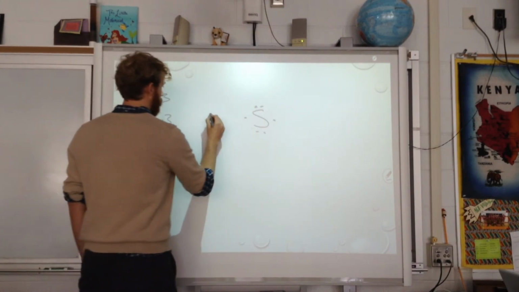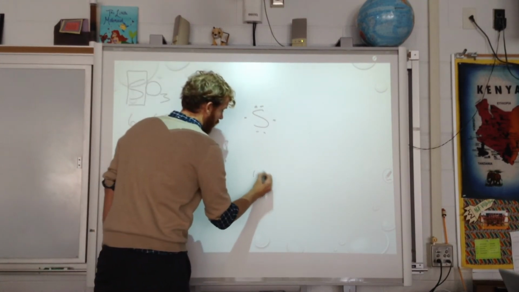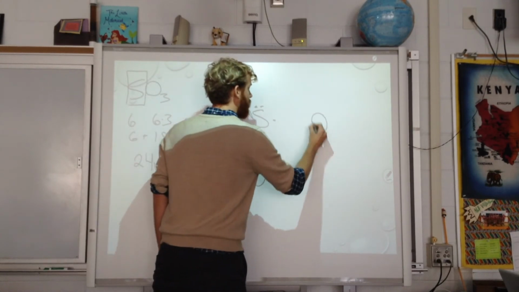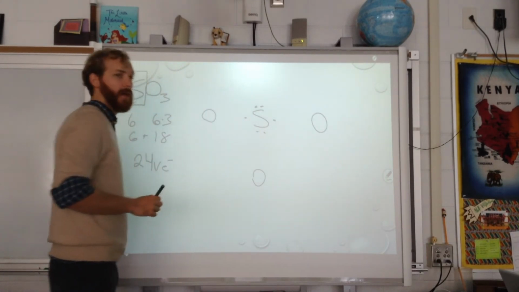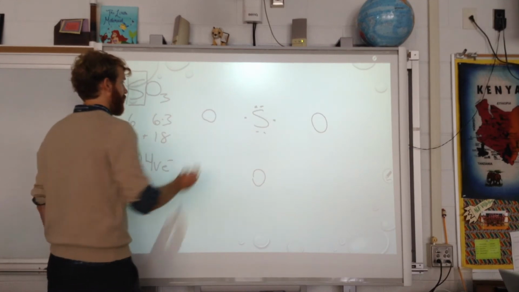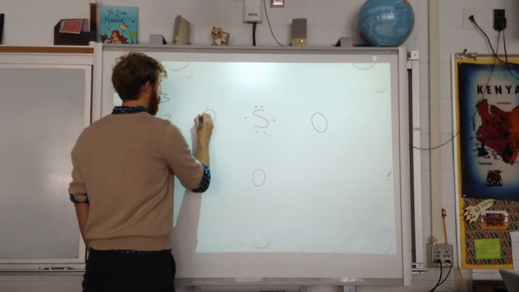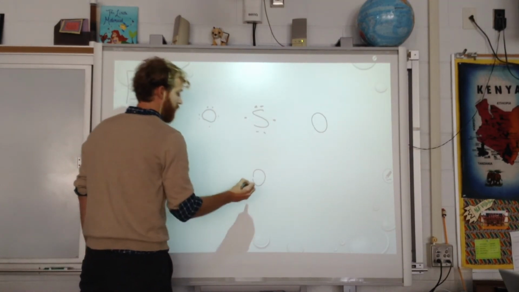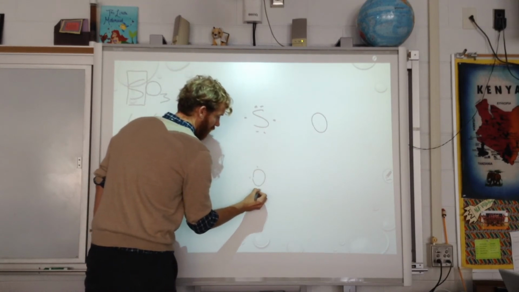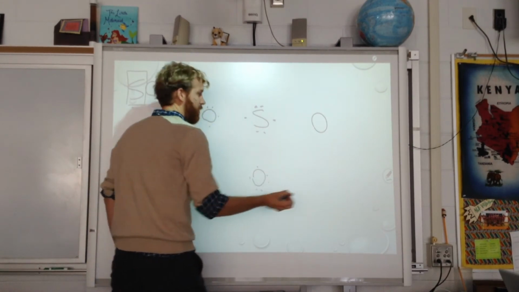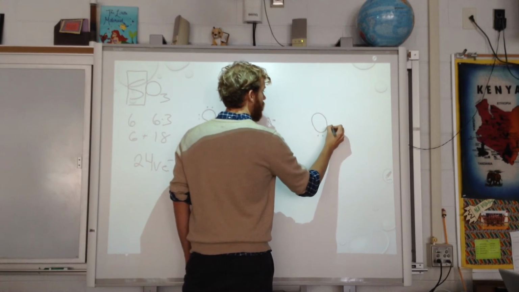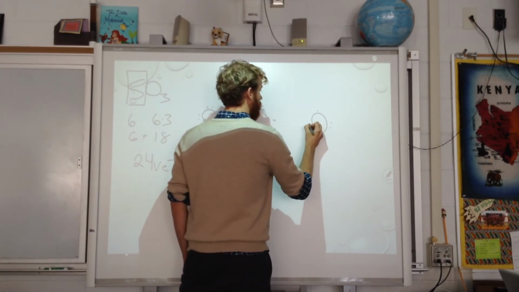Next we have 3 oxygens. So I'm going to put an oxygen here, and an oxygen here. Each oxygen brings 6 electrons to the table. So 1, 2, 3, 4, 5, 6. 1, 2, 3, 4, 5, 6. 1, 2, 3, 4, 5, and 6.